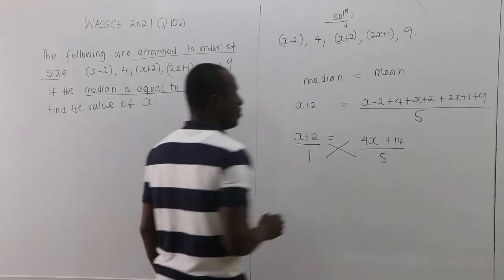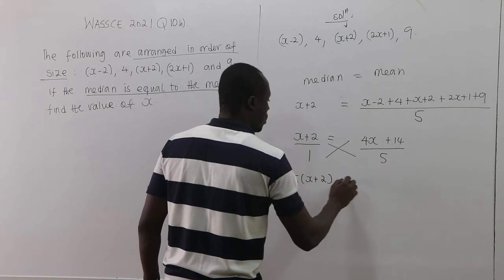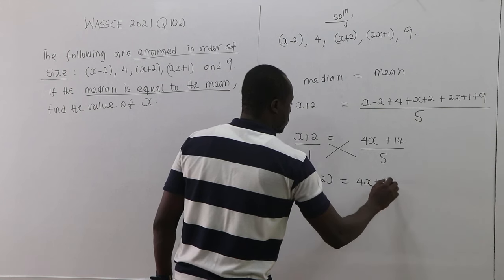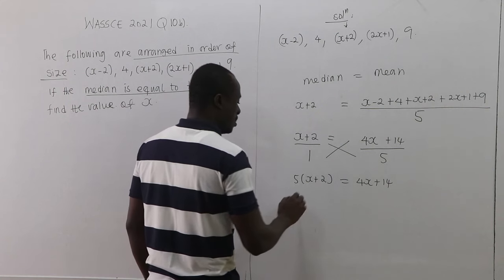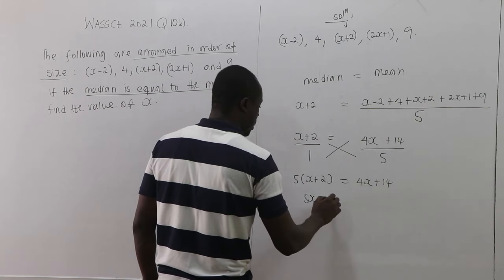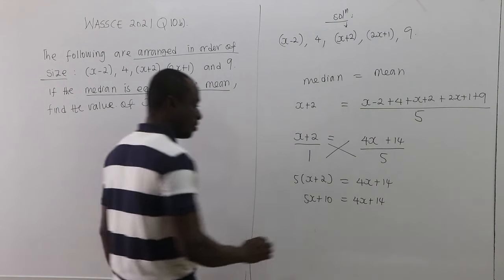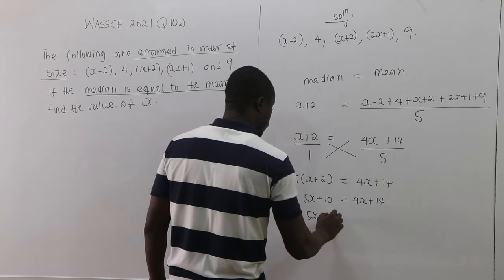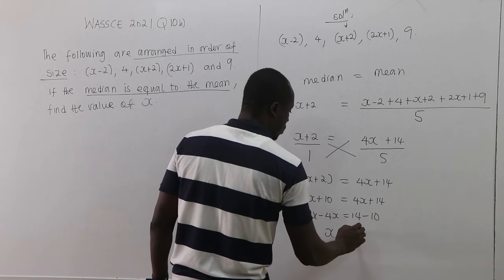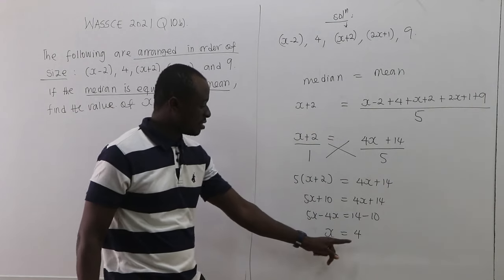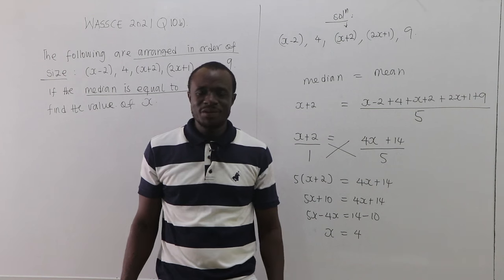So what do we do? We cross multiply. So we have 5 times x plus 2 equal to 4x plus 14. We want to find x. We expand this using the distributive property. We have 5x plus 10 equal to 4x plus 14. So 5x minus 4x equal to 14 minus 10. x is equal to 4. That is 14 minus 10. And we have our x to be equal to 4. That is very, very easy.